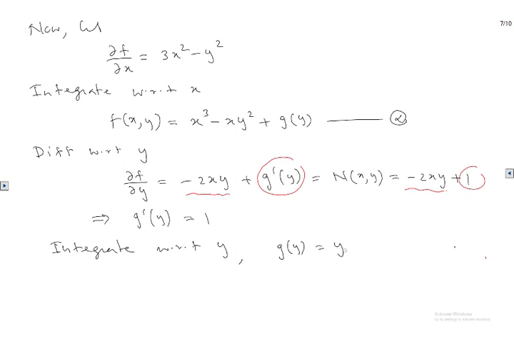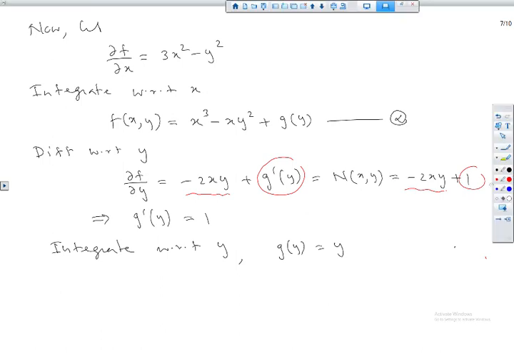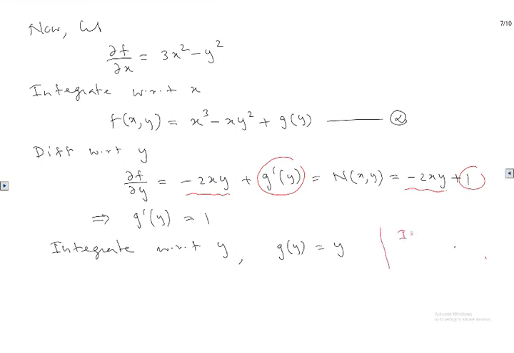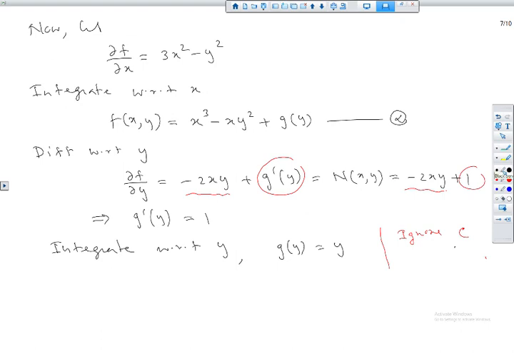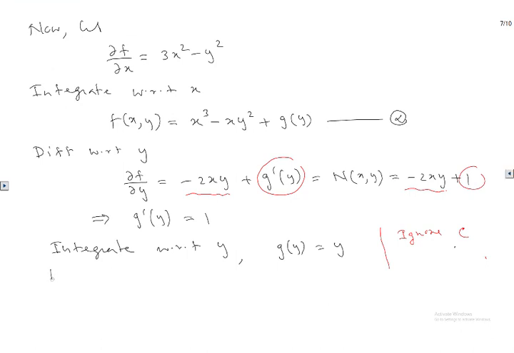We just get the function part. Okay, so we're going to ignore the constant. Good. So that means we find the y function. Now we're going to go back and plug into alpha. So by alpha we have f(x,y) equal x³ minus xy² plus g(y), which equals y.